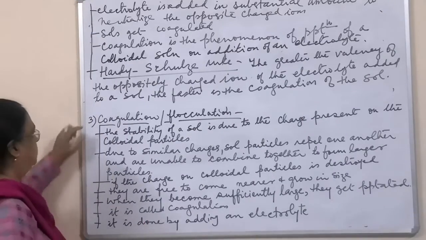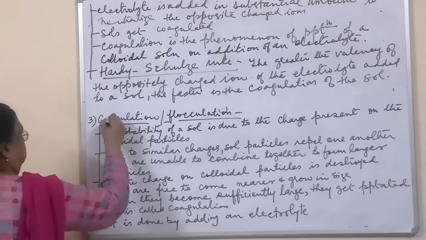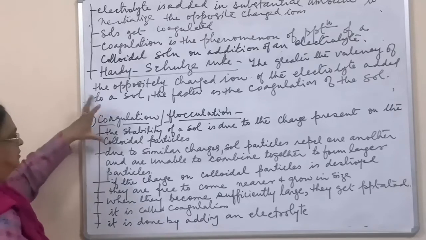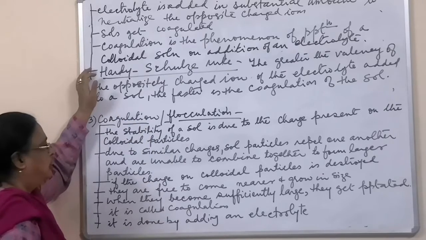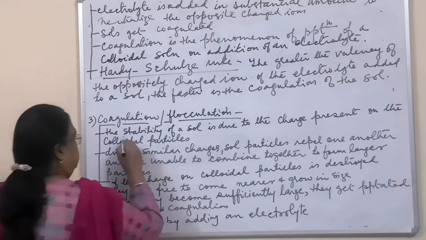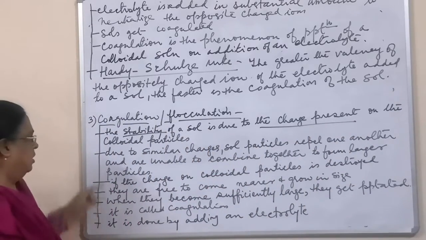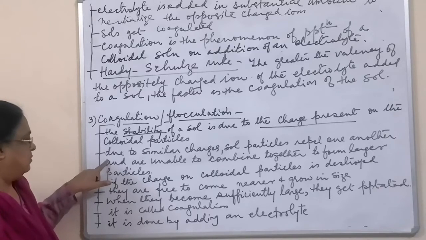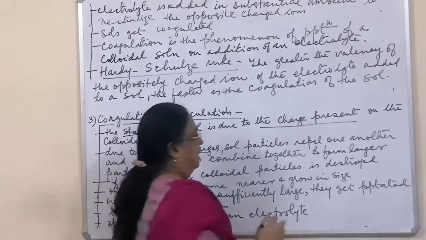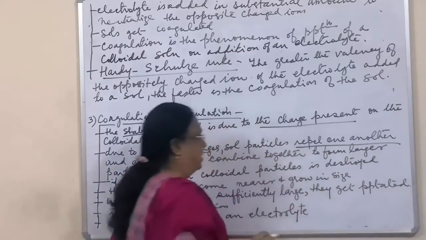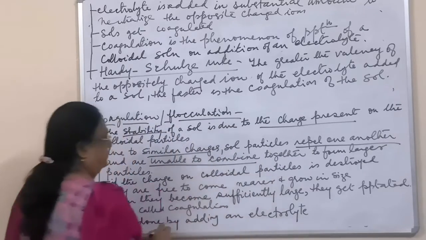Now the third property, coagulation or flocculation, that is clotting, thickening. The stability of a sol is due to the charge present on colloidal particles. This is important. All the colloidal particles are the same, so their charges are similar. So sol particles repel one another, similar charges, and so they are unable to combine.